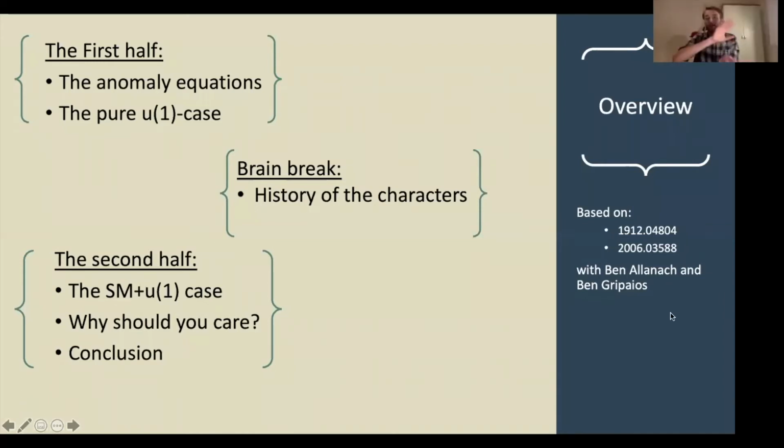This talk is based on these two papers on the right of the screen, both with Ben Allanach and Ben Gripaios at the University of Cambridge. The first one was published towards the end of last year, and then a more recent one in the middle.